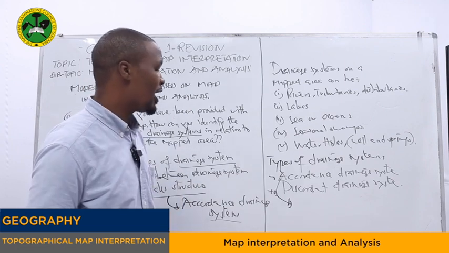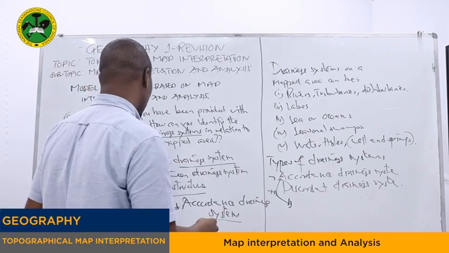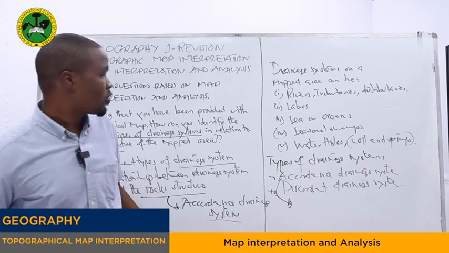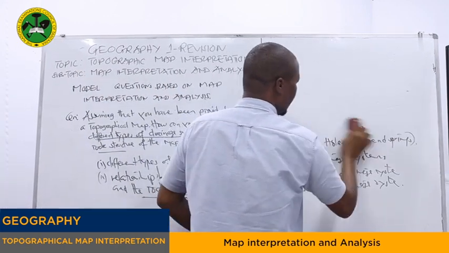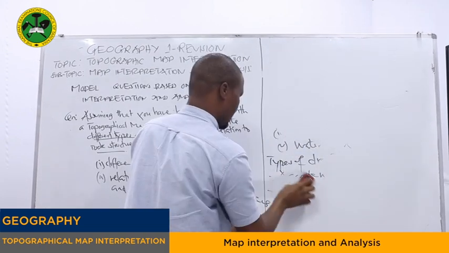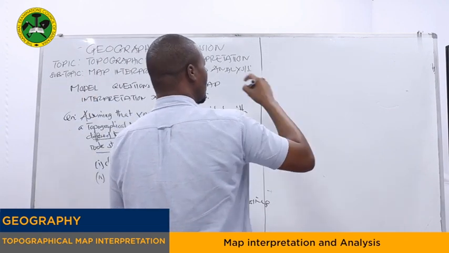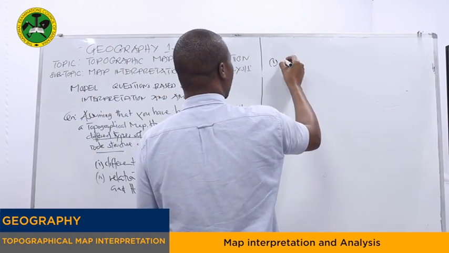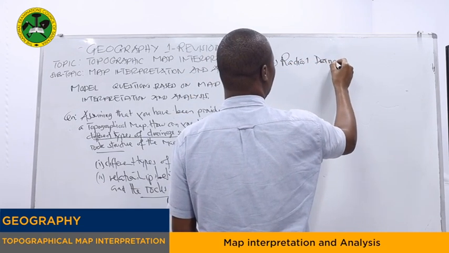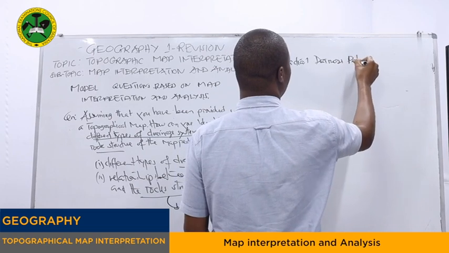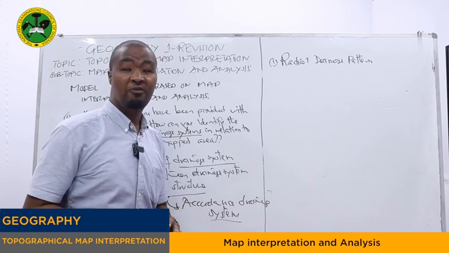So let's see what are those drainage systems which are in relationship to what we call the rock structure and the geomorphology. We have different types of drainage systems which are found in accordance to rock structure and the geomorphology. One is radial drainage pattern. Radial drainage pattern will refer to the drainage pattern on which the river flows from a common point to different directions.